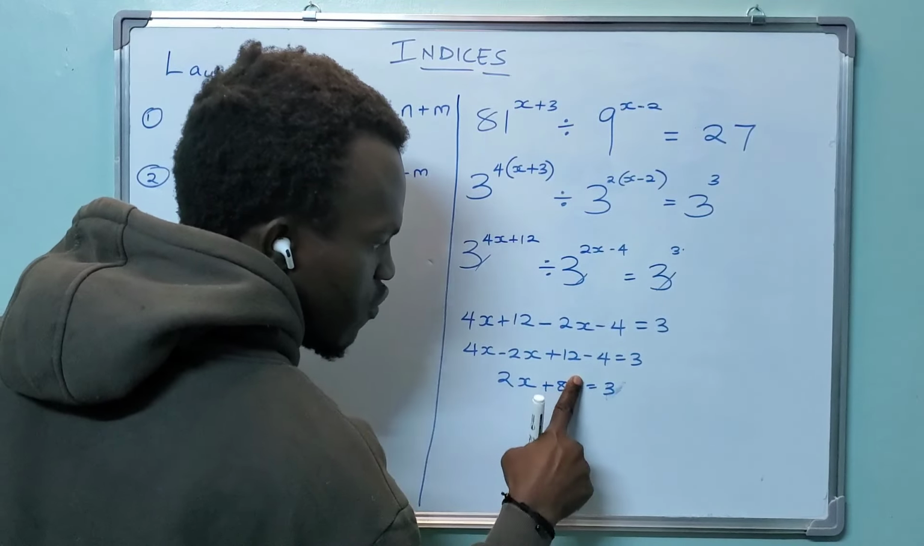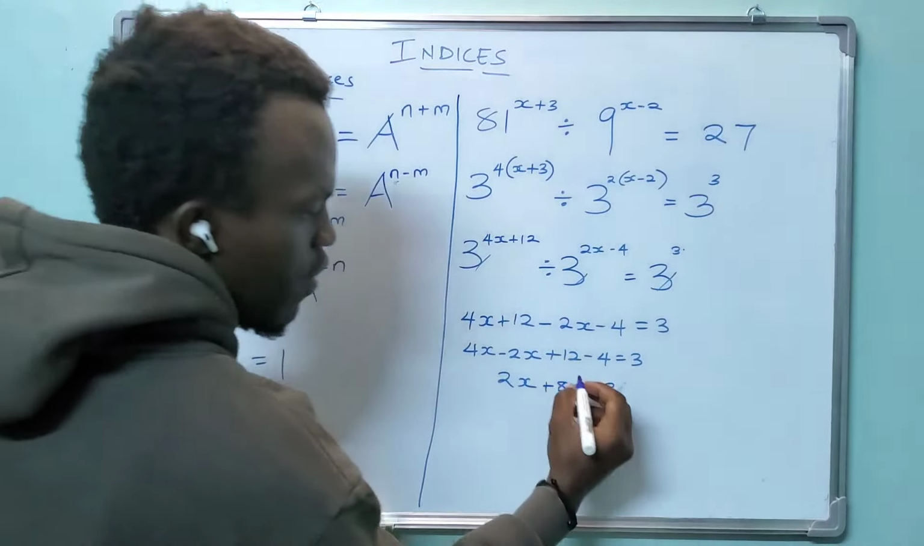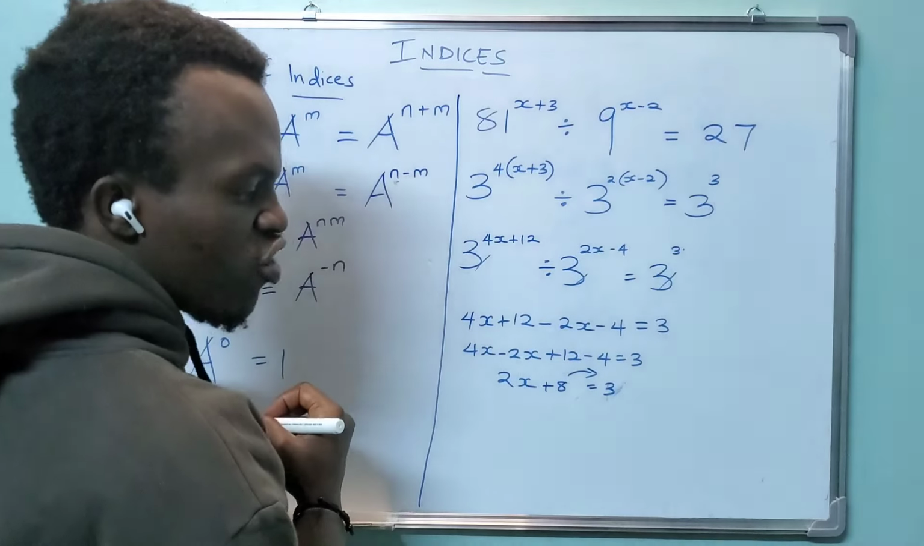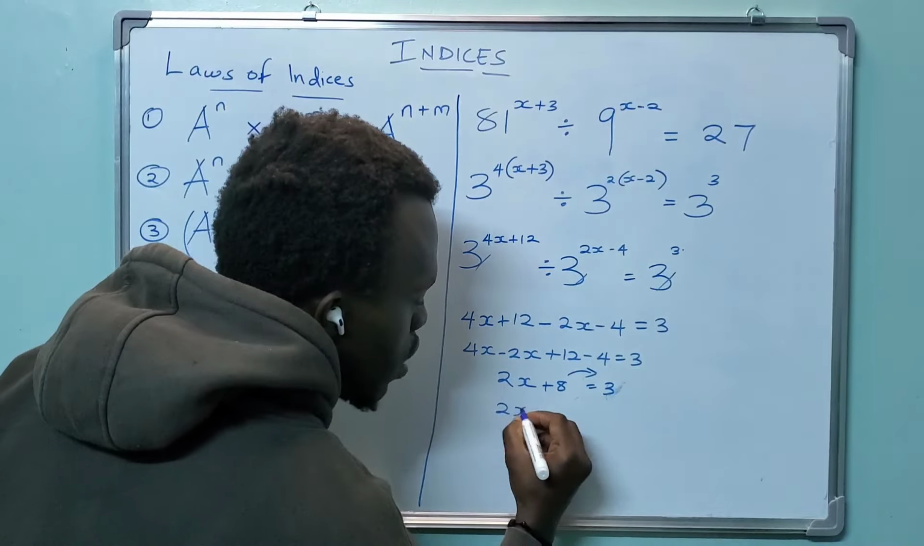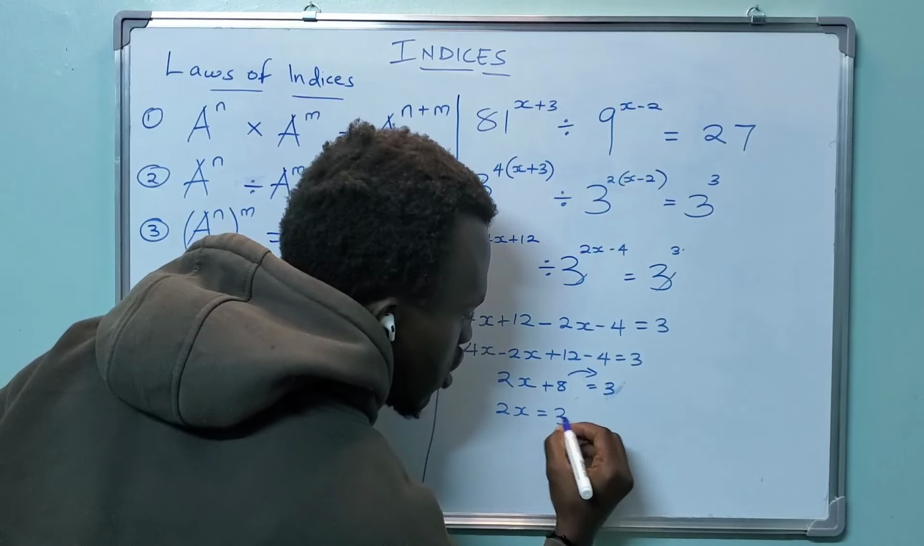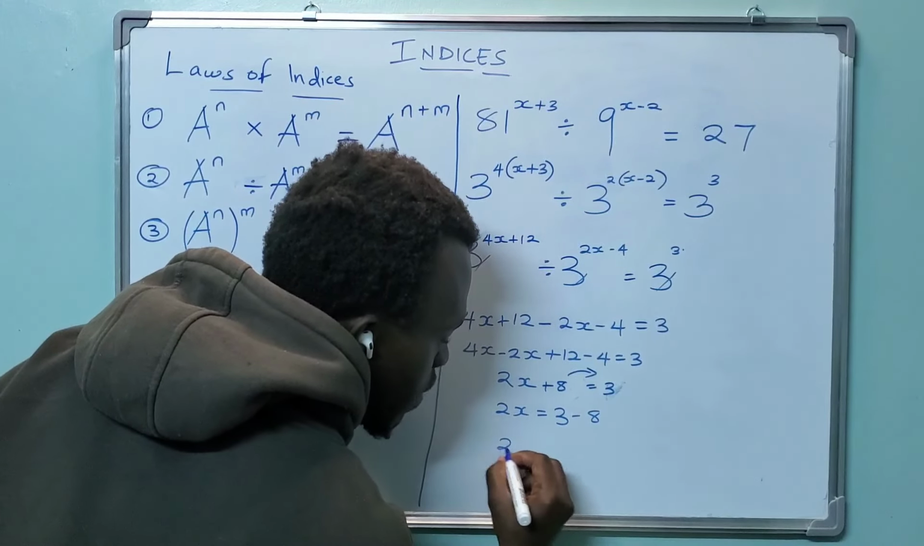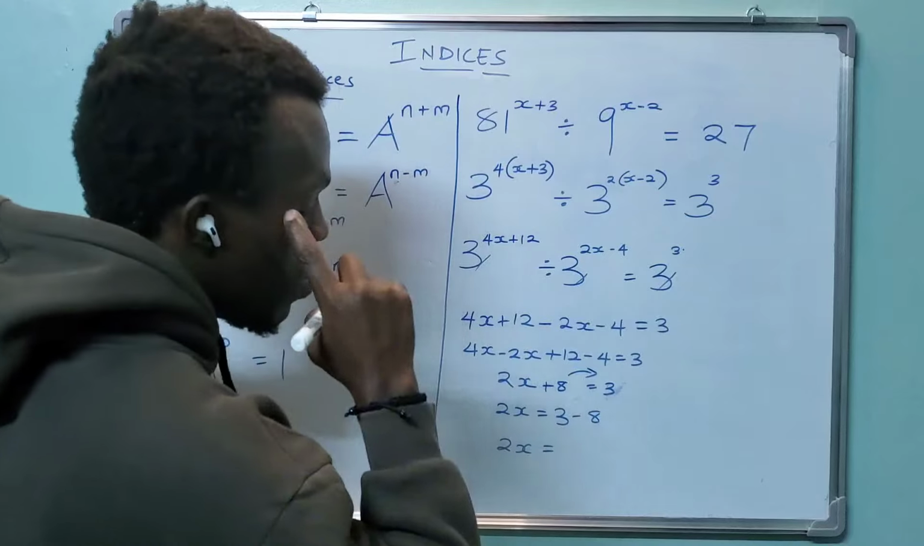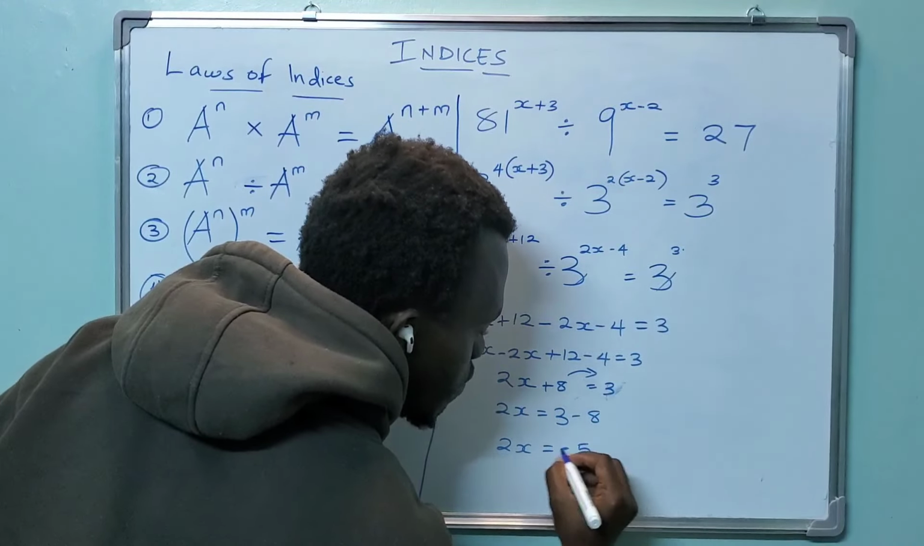Then I'll take, no, this one is just going to be 8, not 8x, sorry. Then I'll take that positive 8 to the other side, it will be a negative 8. I'll have here 2x equals 3 minus 8, which means I'm going to have 2x equals negative 5.